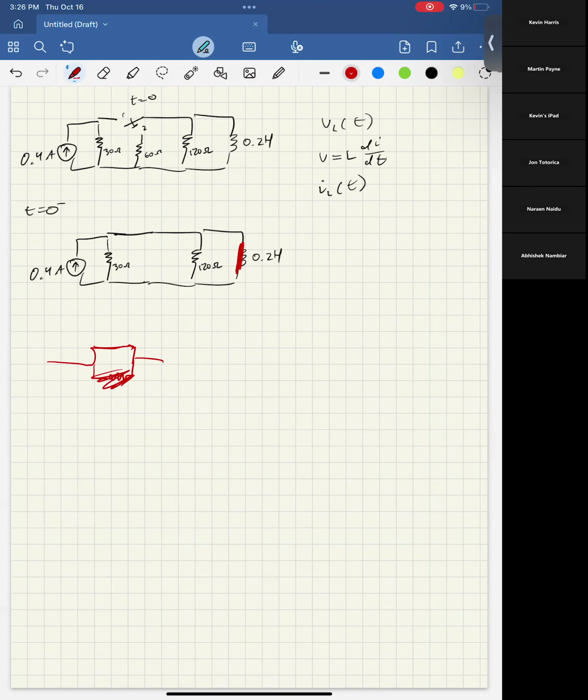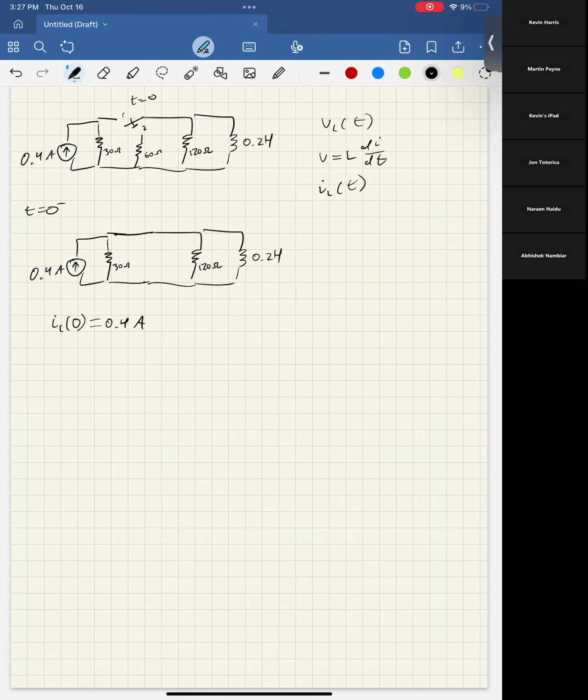And that's exactly what we see here. We have a current source, and then it goes to a split where there's a resistor and a short circuit. So what's going to happen here is all the current is going to go through that inductor. So in this case, very easily, IL of 0 equals 0.4 amps.